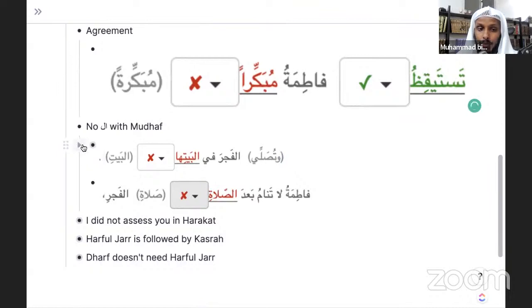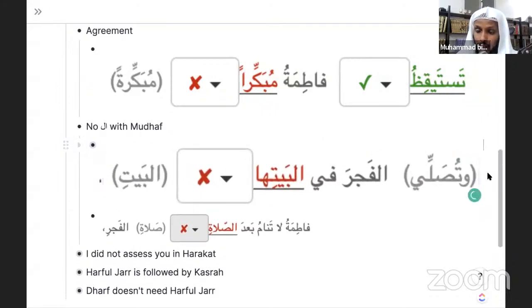Another one is adding an alif lam to a word that is mudaf. I've said this many times. Mudaf ilayh, the first word never takes alif lam. So this student corrected وَتُصَلِّ الْفَجْرَ فِي الْبَيْتِ, which there's nothing to be corrected there. That's correct. But perhaps he wanted to say تُصَلِّ الْفَجْرَ فِي بَيْتِهَا, which is okay.